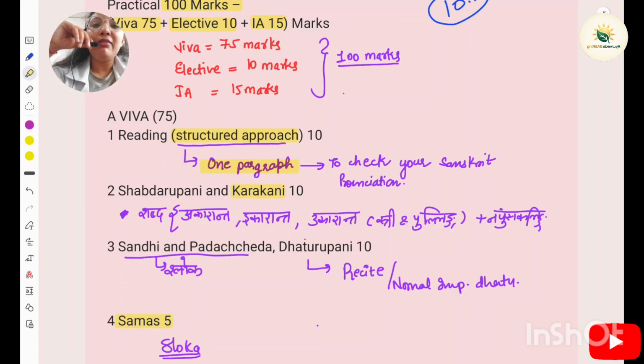Then sometimes Anvaya or Karak is there. According to that, they can give you one shloka and say identify the sandhi given, and what is the meaning, or which samas is there, or Karak. Second, cases like Karaka and Vibhaktis are there.